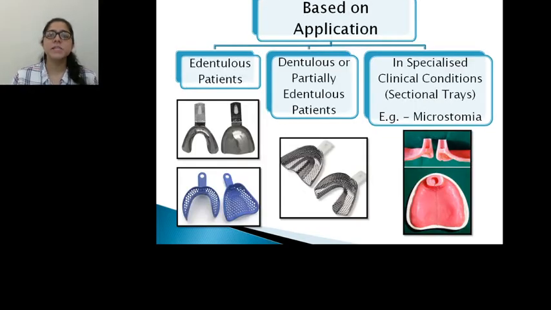Next classification is based on the application. So first used for edentulous patients, and next when the situation is dentulous or partially edentulous. The difference between edentulous trays and dentulous trays is that the edentulous trays are more oval in shape and the dentulous trays are more squarish in shape, and they have more height so as to accommodate the teeth in them. The next category is the specialized clinical conditions such as microstomia, in which we use sectional trays.